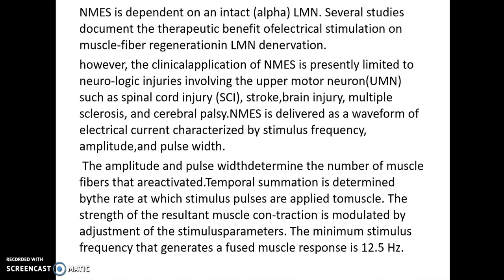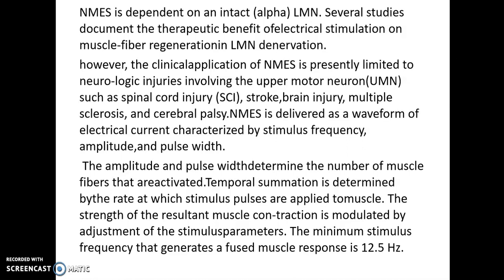Temporal summation is determined by the rate at which stimulus pulses are applied to muscle. So temporal means the time summation, time related summation of the particular stimulating wave is determined by how many stimuli or pulses are applied to the muscle. So the number of stimuli, that is what we call hertz, that is a frequency, how many pulses in a particular time, that is called frequency. So here three characteristics I have told you of an electrical current which is going to stimulate a particular neuromuscular junction or a nerve, peripheral nerve.